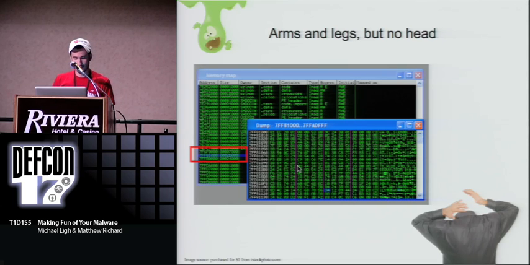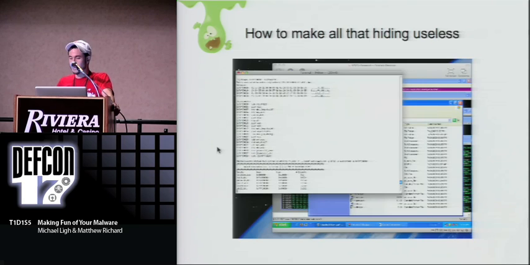On top of that, when CoreFlood calls VirtualAlloc, it specifies the MEM_TOP_DOWN flag, which causes the system to return the highest available address, rather than the lowest available address. And it causes CoreFlood to then be able to, quote-unquote, hide in the higher regions of user mode memory around all the system DLLs. So this next demo is how to make all that hiding useless.